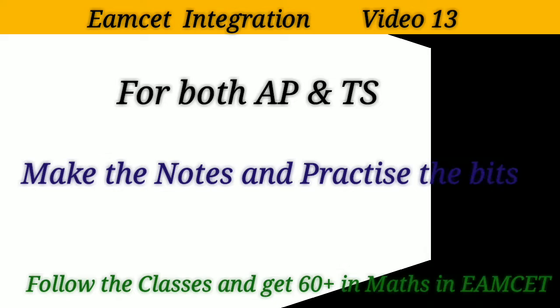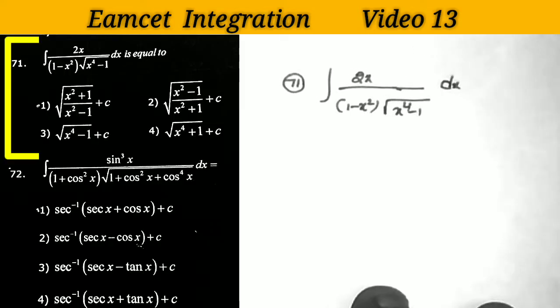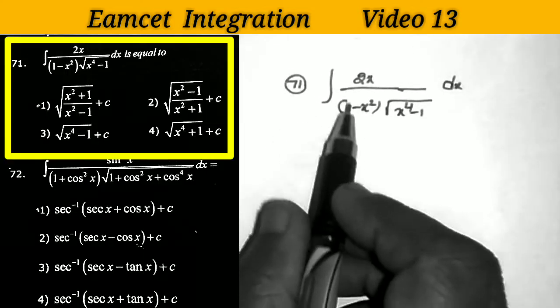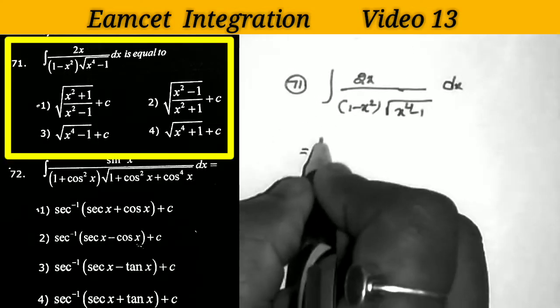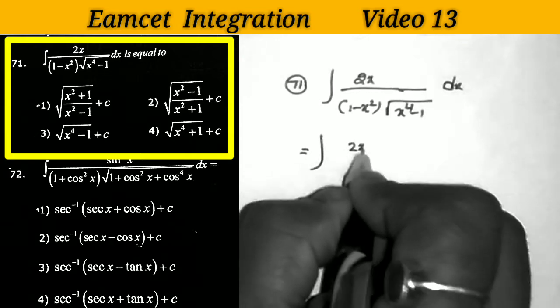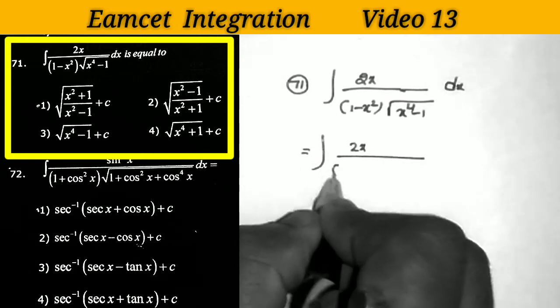Okay, let us start the class. Sum number 71. The question is the integral of 2x by (1 minus x square) into square root of (x power 4 minus 1) dx. Okay, we want the integration.